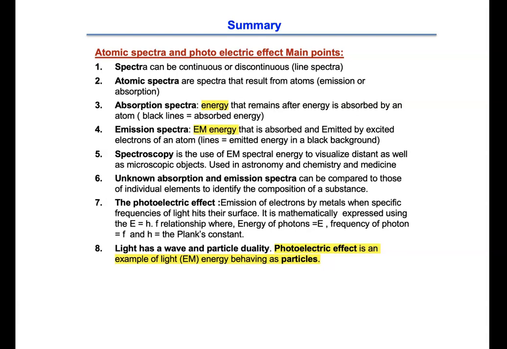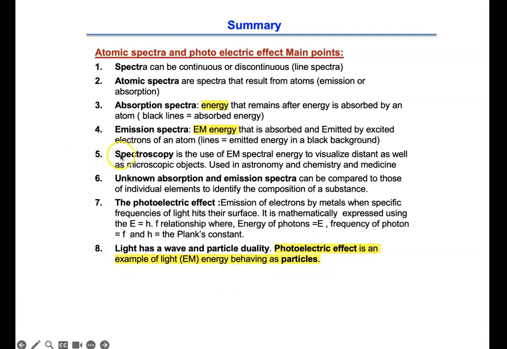Okay, let's look at the full summary of this section. Atomic spectra and photoelectric effect main points. Spectra can be continuous or discontinuous. Discontinuous ones are called line spectra. Atomic spectra are spectra that result from atoms, emission or absorption. Emission is when electrons that jump to high energy levels emit energy when they go back to a lower energy level. Absorption spectra are what remains after electrons have absorbed energy. So emission spectra have the black background.